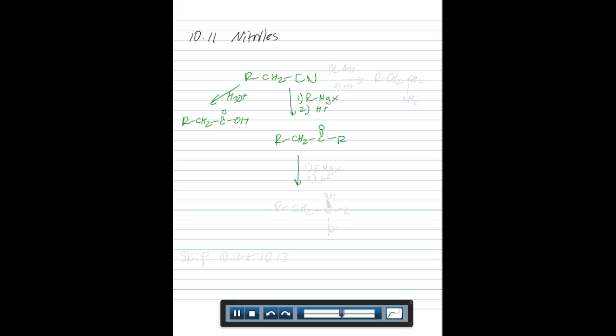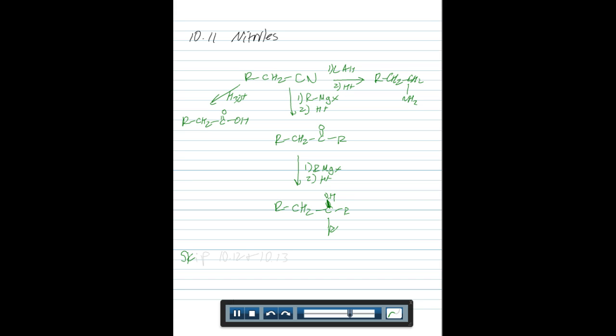Technically, you can add another equivalent of Grignard if you wanted to. So you can either add one equivalent or two equivalents and get the ketone, just like how we saw with the esters. That'd be an OH, R, R. Sorry, that's a single bond right there. Lastly, another thing is LAH. You can reduce nitriles, and it gives you the amine, CH2 and H2. Alright, so that's what you can do with nitriles.